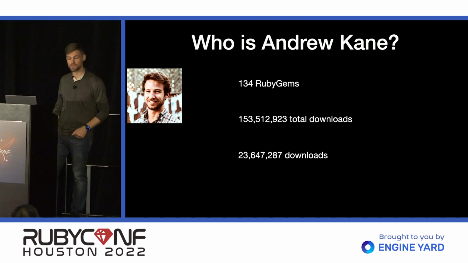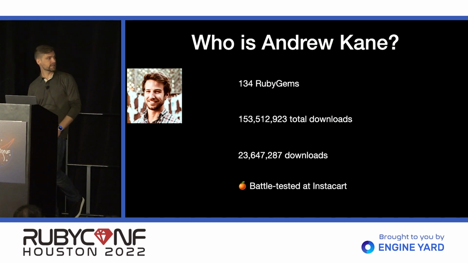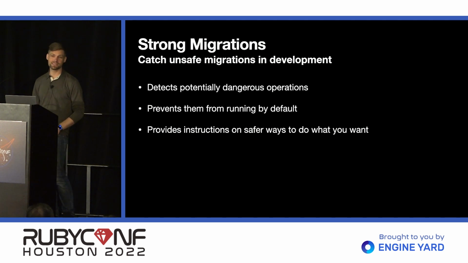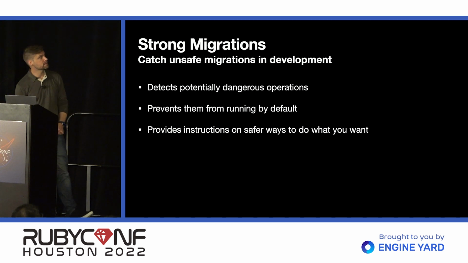I don't have any gems. I have a few Python packages, but that's not the important part. He often tags the gems that he contributes with "battle tested at Instacart." So again, probably just a guy that works at Instacart. His GitHub profile also says he lives in San Francisco, as do I. Never met him. So Strong Migrations is the most popular gem, with 23 million downloads.